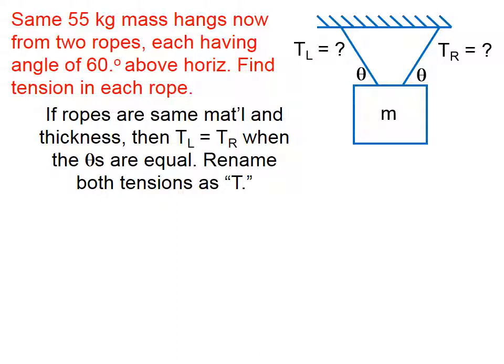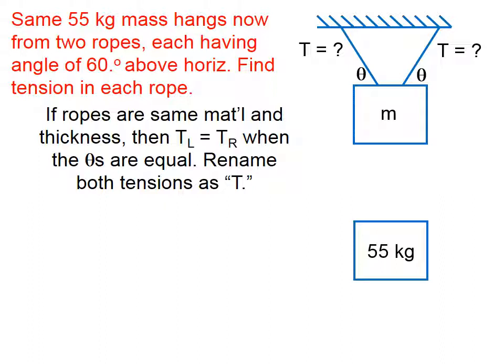Okay, we're going to assume that the ropes are the same material, same thickness, and that they are distributed evenly with regard to the mass, so that the tensions in those two will be the same. If they were at different angles, that would be one thing. But here they're at the same angle, so we're just going to call the tension in each of those ropes T. So let's draw a free body diagram.